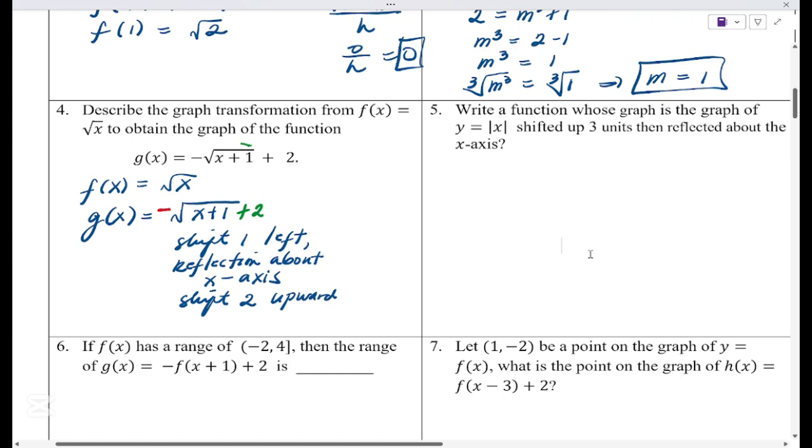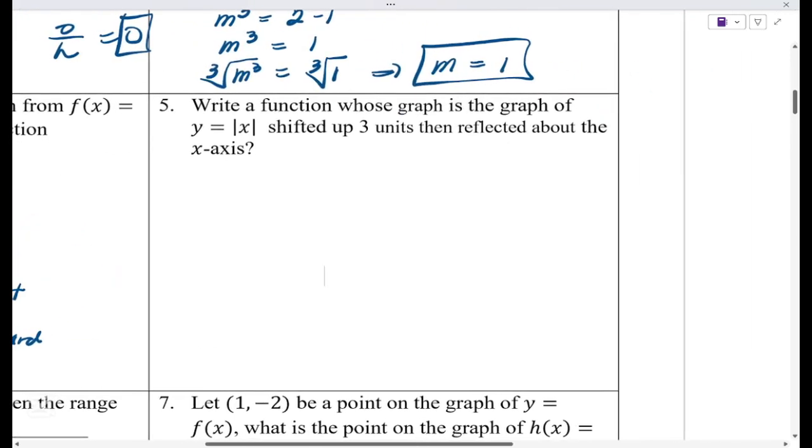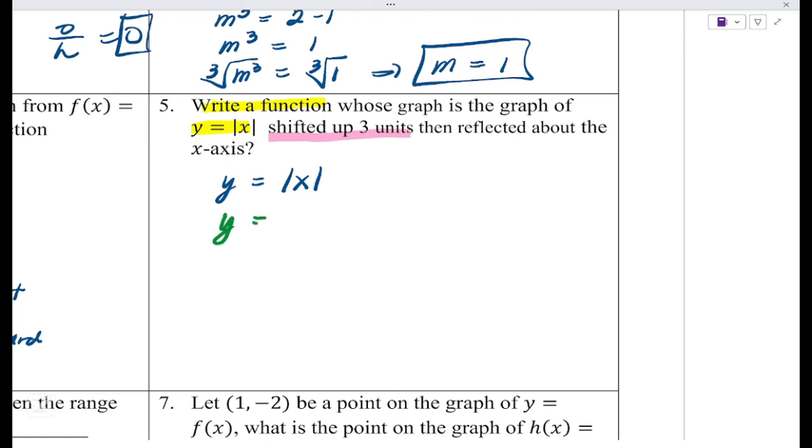Then for question number 5, write a function whose graph is the graph of y equal to absolute value of x, shifted 3 units up, then reflected about the x-axis. So here we are defining a function. So we will write a function based from this. So let us start with y equal to absolute value of x. When you say shifted up 3 units, the change is in y. So this is y equal to absolute value of x plus 3, because it is shifted up 3 units.